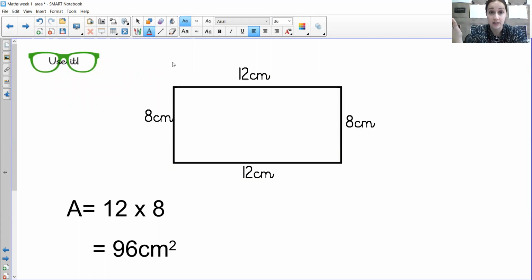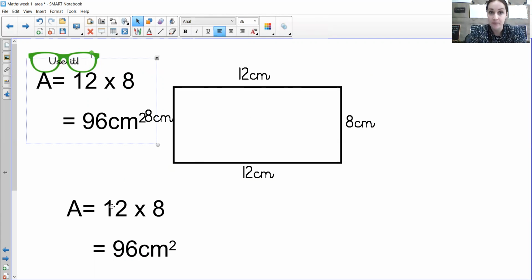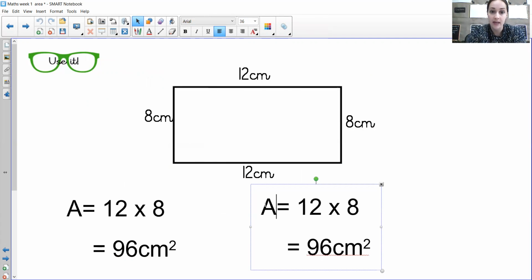96 centimetres squared. Why is it squared? Well, because it's centimetres times centimetres, which will be centimetres squared. It's 2 dimensions, so it's centimetres squared. And if we filled this rectangle up with squares to make it 12 across and 8 down, there would be 96 squares in total.